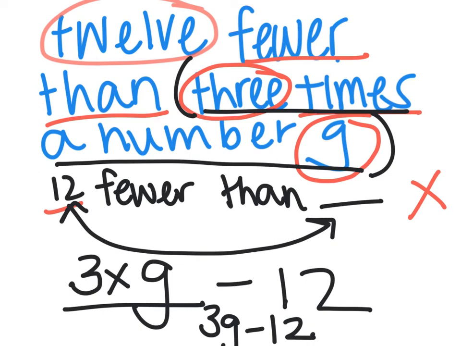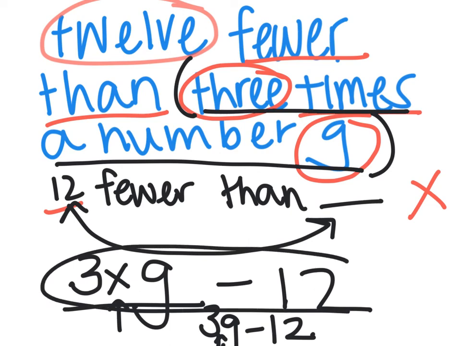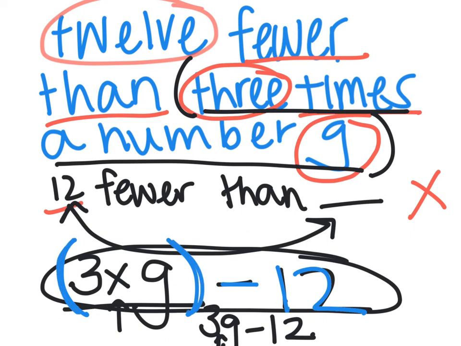Remember, we talked back in a previous topic about the fact that when we have a number and a variable, if we don't put any sign here, that means multiply. If I did want to leave it like this, I would probably, just to be sure, put parentheses around this so people know that I'm doing 12 fewer than this whole thing as a group.